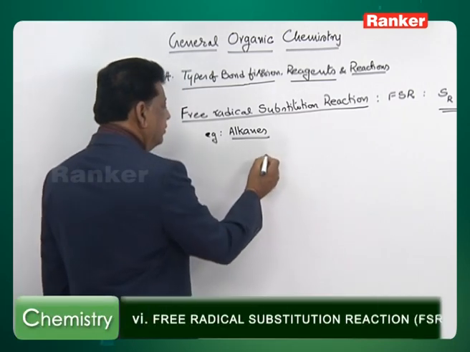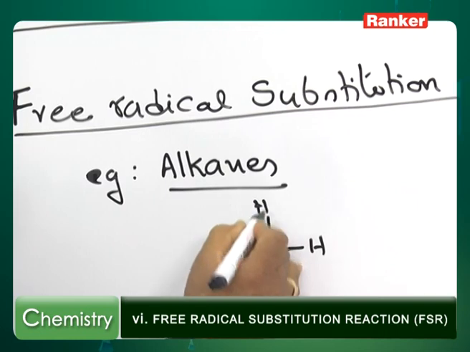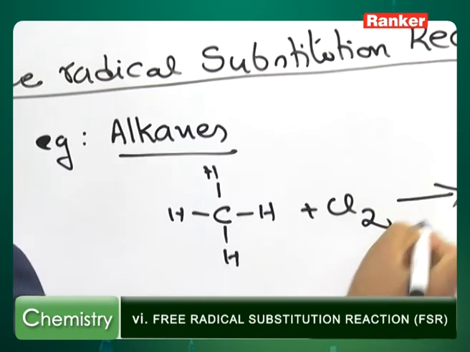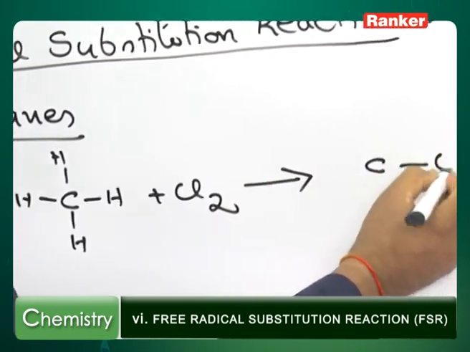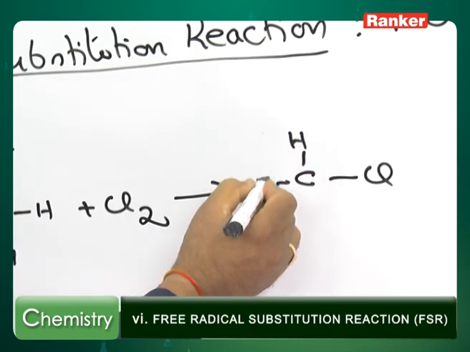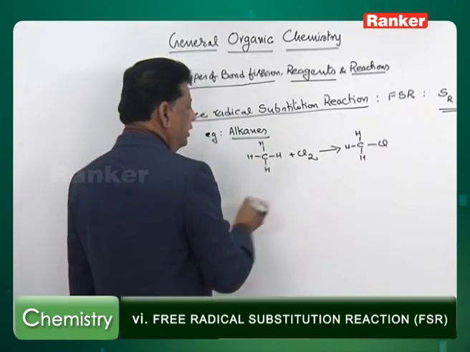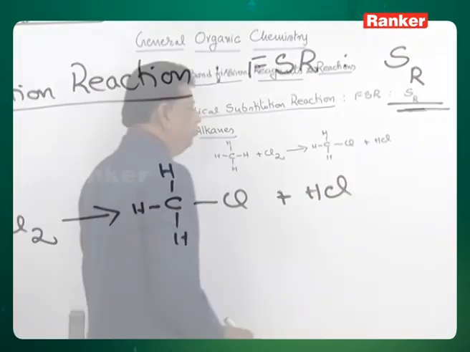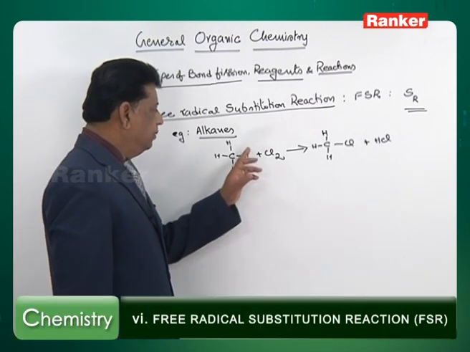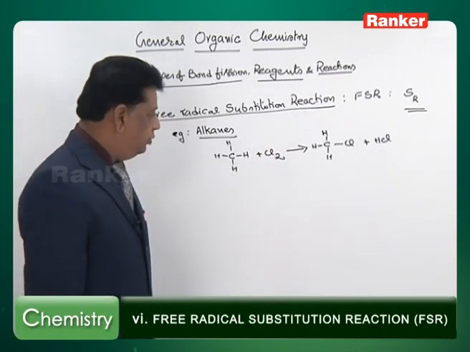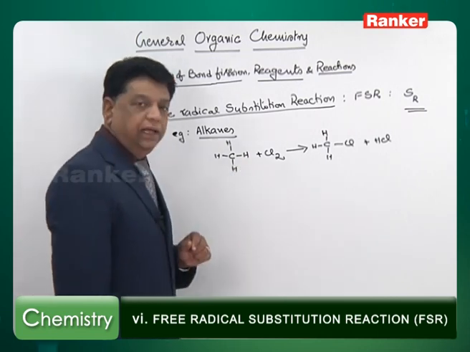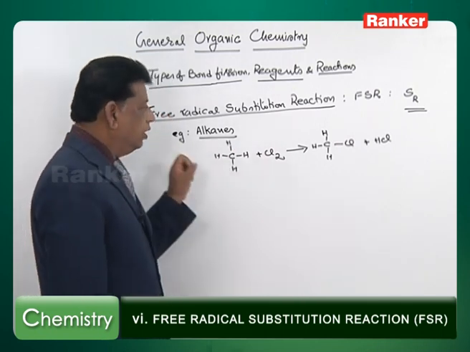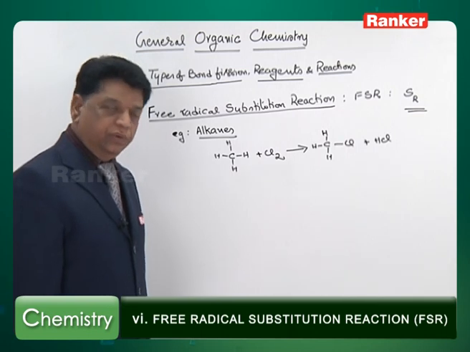An example: if methane is treated with chlorine gas, the reaction gives methyl chloride. One hydrogen is replaced with one chlorine, and the hydrogen and chlorine are removed as HCl. So, the net reaction is one group replaced by Cl, therefore it is called a substitution, and it is observed that the Cl is coming as a free radical and entering into the molecule, therefore it is called free radical substitution reaction.